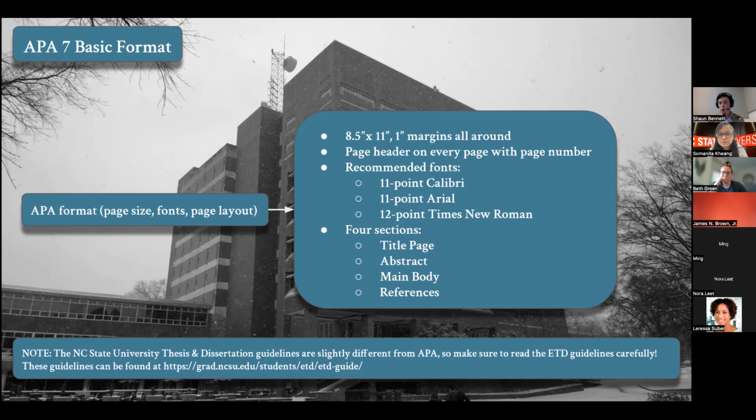Now, for those of you who are on a dissertation or thesis track, do keep in mind that the guidelines for the ETD are a little bit different. They're going to have their own regulations around the size of things, around margins, stuff like that. So just make sure you take a look at that. I believe the page headers especially are different between APA 7 and NC State's thesis and dissertations.